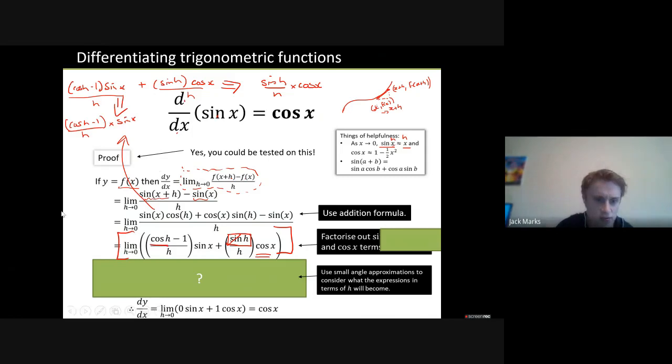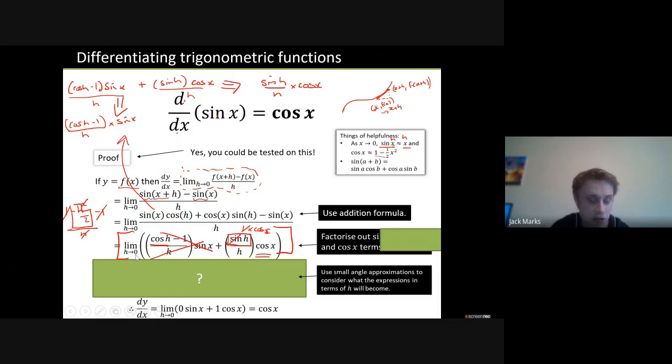Because it seems like the sine part should disappear, but why should it? Well, cos of h is the same as what? Well, it's about the same as 1 minus h squared over 2, or something equivalent. Then you've got your minus 1, and then you've got your divided by h. Things will cancel, but they won't cancel enough. You'll be left with an h here, and as that approaches 0, the whole left-hand side part is going to disappear because you're sort of multiplying by 0. Whereas on the right-hand side, you effectively have 1 times cos x, or just cos x.